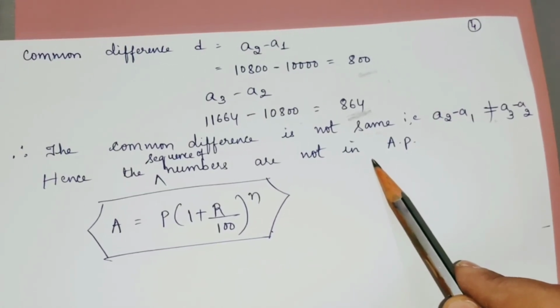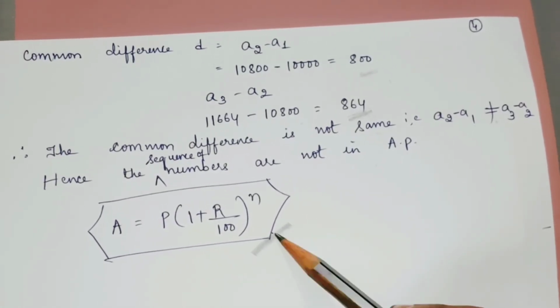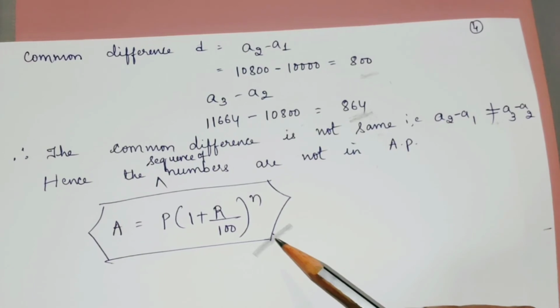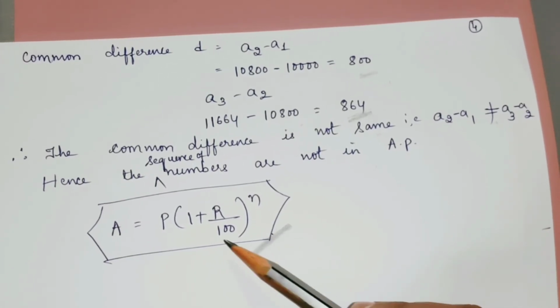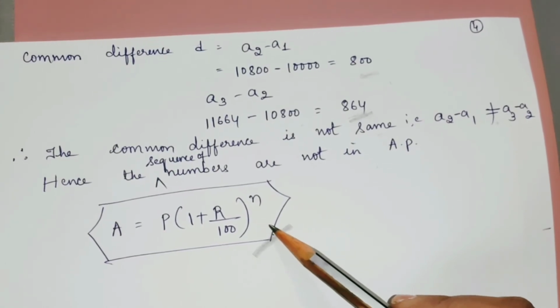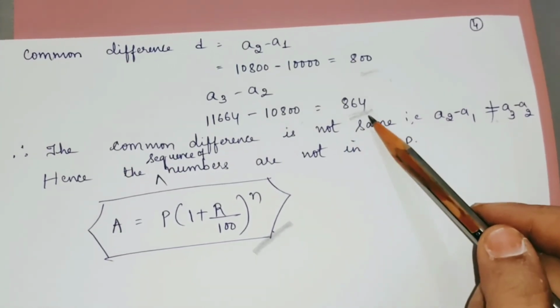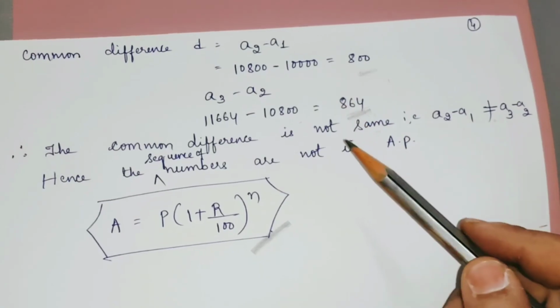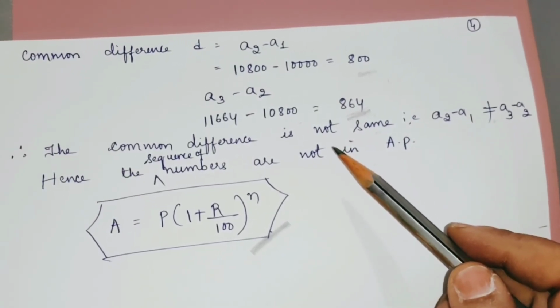This is one of the methods, and you can even use the formula A is equal to P into 1 plus R by 100 to the power of N. Even with this formula you can find it out. And I think whatever steps I have explained are found to be simple.